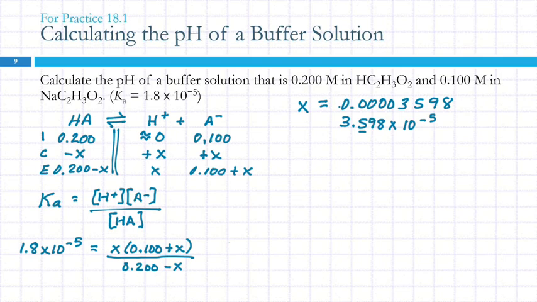And then what does x represent? It's the change, but it's also the hydrogen ion concentration, right? So this equals our hydrogen ion concentration. So then we can find the pH, take the negative log of that number.